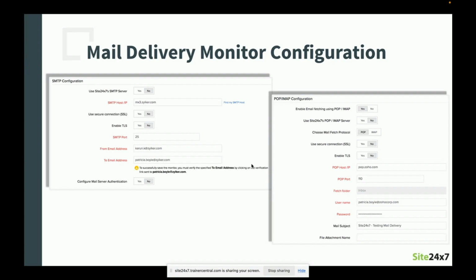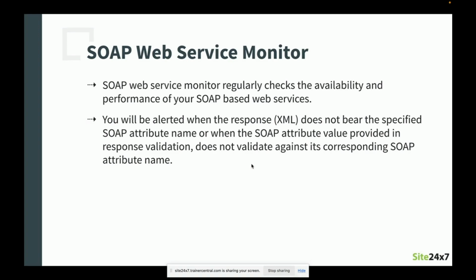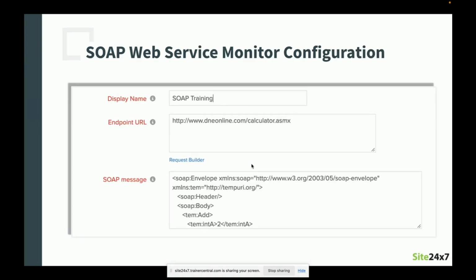So moving on to the SOAP Web Service Monitor. Using Site24x7, you get to monitor the availability and performance of your SOAP-based web services. You give the endpoint URL and SOAP message. So this is the page where you get to configure it. You give the endpoint URL and SOAP message. If you're not sure, you can use the request builder here and get the details and apply them here.